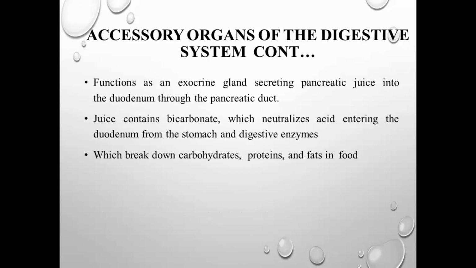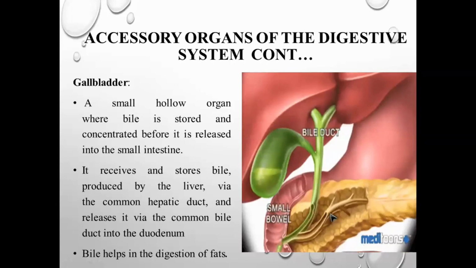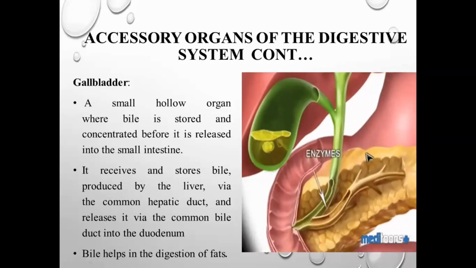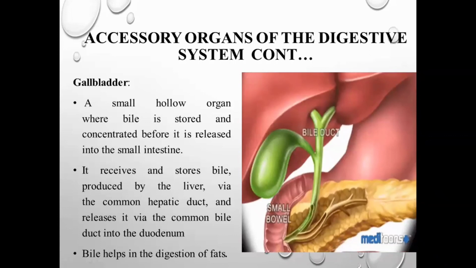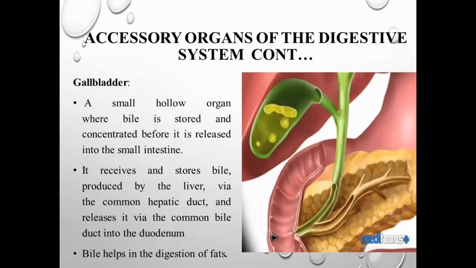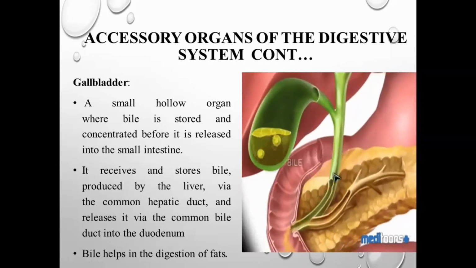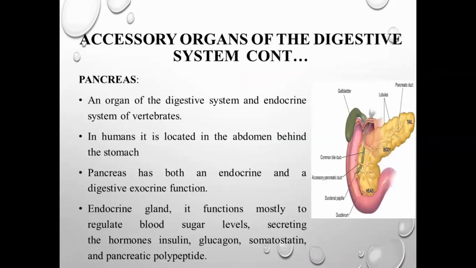Next, the exocrine function: it secretes pancreatic juice into the duodenum through the pancreatic duct. So this is an exocrine gland, which secretes pancreatic juice. Pancreatic juice contains pancreatic lipase, pancreatic amylase, and pancreatic protease. This juice, ejected through a duct into the duodenum, breaks down carbohydrates, fats, and lipids. Pancreatic juice also plays a major role in the digestion of your food.